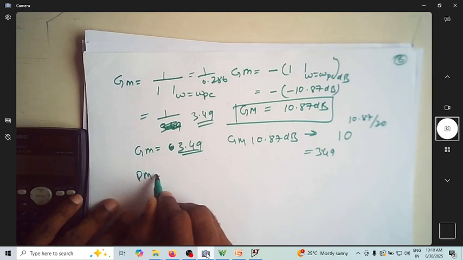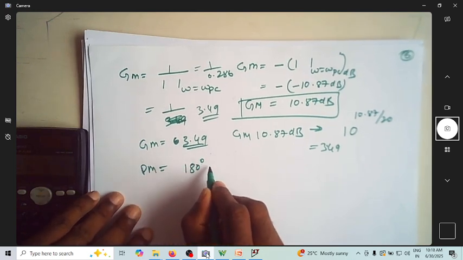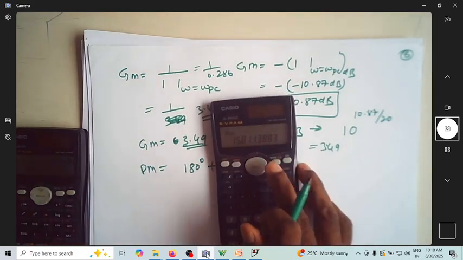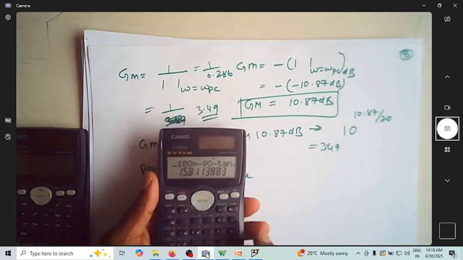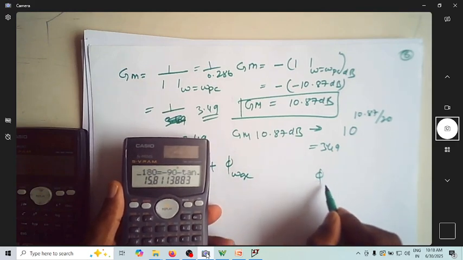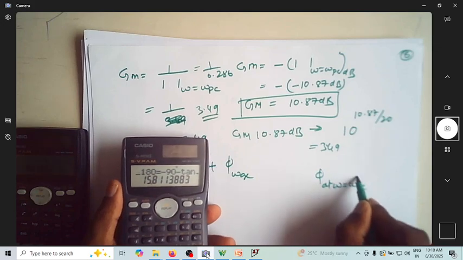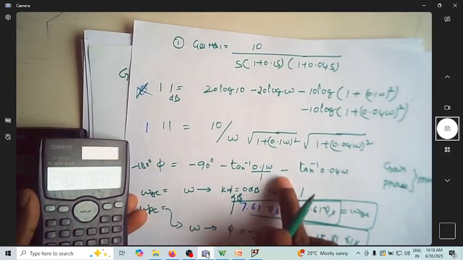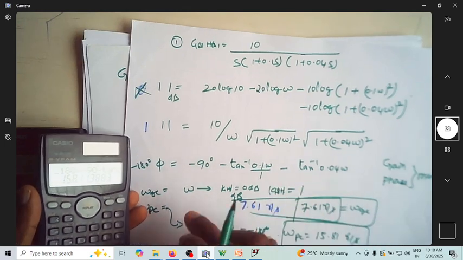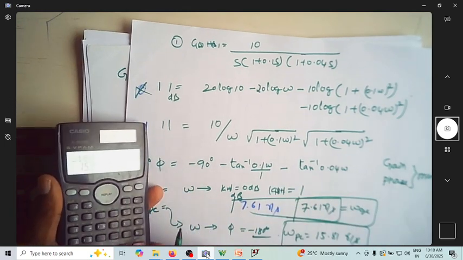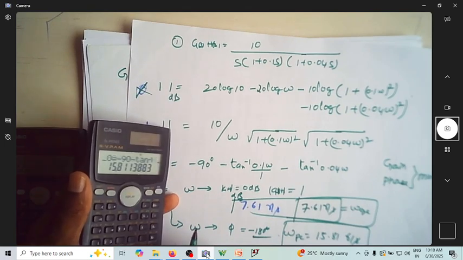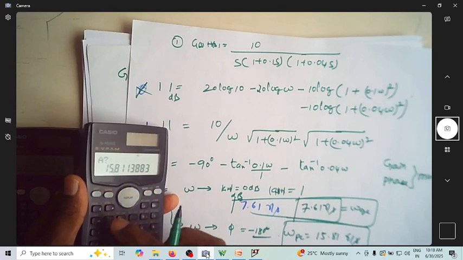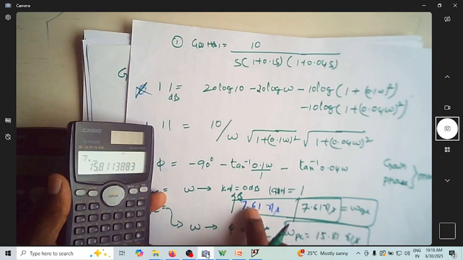So what is phase margin? Phase margin is nothing but 180 degree plus the phase at omega GC. We know that I have this as my phase equation. In this phase equation, I have to find the phase at omega equal to omega GC. I had equated this to minus 180 degree to find omega PC, so I will take out this minus 180. Now I will calculate at 7.61 because omega GC is 7.61.